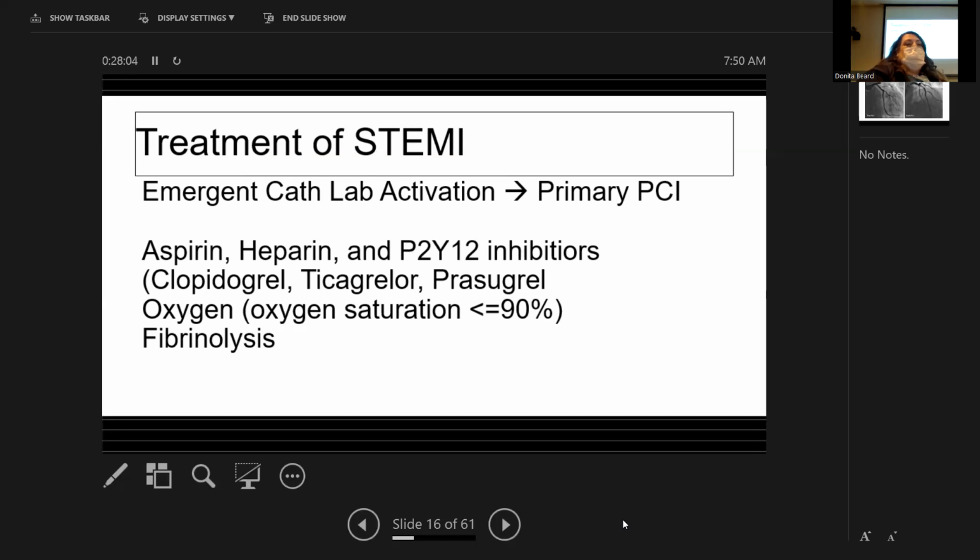And then fibrinolysis, so they may test you on this. A patient that's at an outside hospital that's 2 hours away from a primary PCI center. So 120 minutes is kind of the golden rule. If they're greater than 120 minutes from a center that could do primary PCI, then they should get lytics.